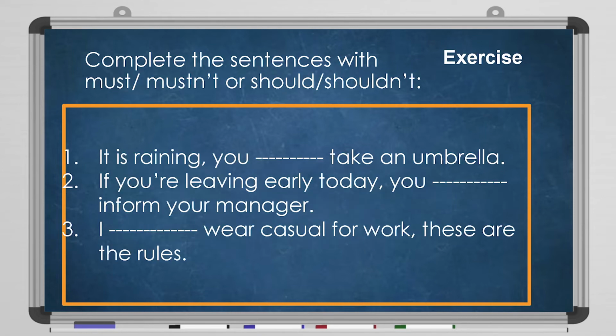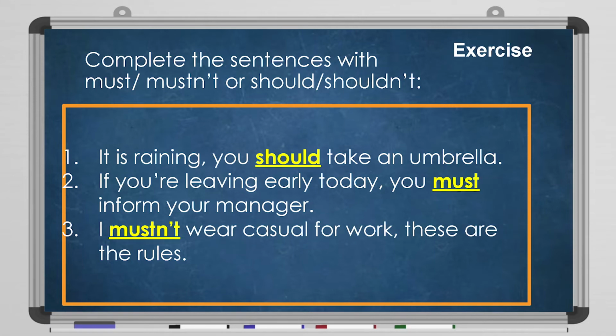Now, let's try must, mustn't, should, or shouldn't. It is raining. You dash take an umbrella. If you're leaving early today, you dash inform your manager. Three, I dash wear casual for work. These are the rules. Take a moment, choose must, mustn't, should, or shouldn't. Check your answers. Should, must, and mustn't.